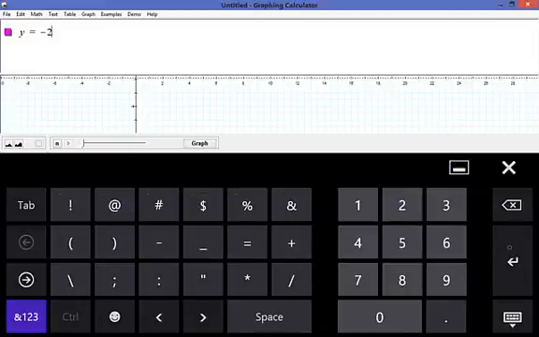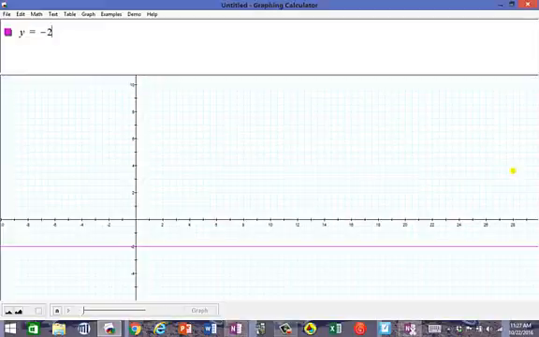Look at this. Here's the function right here. See this purple line right here? When y is negative 2, you get a horizontal line that's down 2 and intersects the y-axis at negative 2, and it's horizontal. And that should make sense because the slope is zero, and horizontal lines have zero slope. Okay? That's this right here.